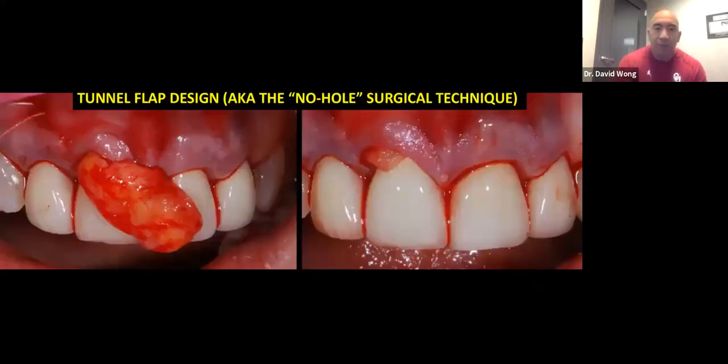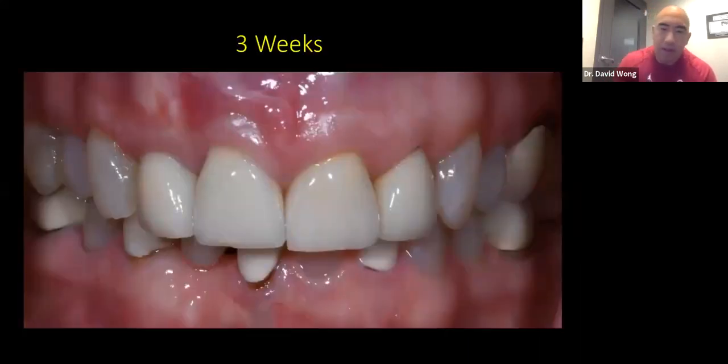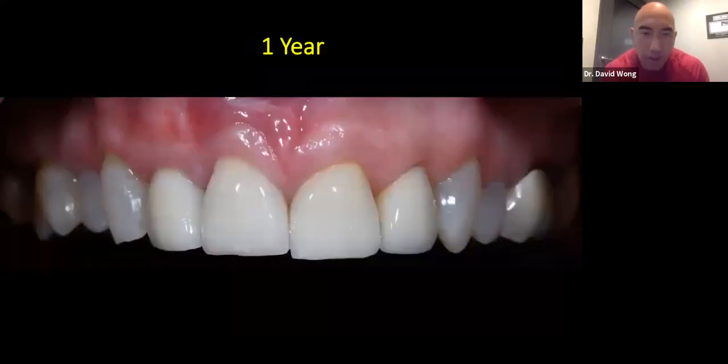So here what we've done is a tunnel flap, or the no-hole surgical approach. We've got our connective tissue inserted through the sulcus and then simply sutured with chromic gut sutures after advancing that tissue. This is what it looks like at 3 weeks after the sutures have already resorbed. And then here we are at 1 year.